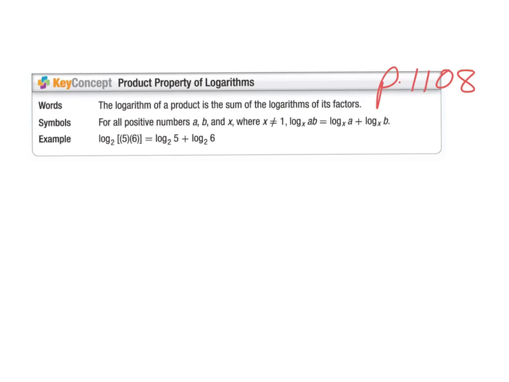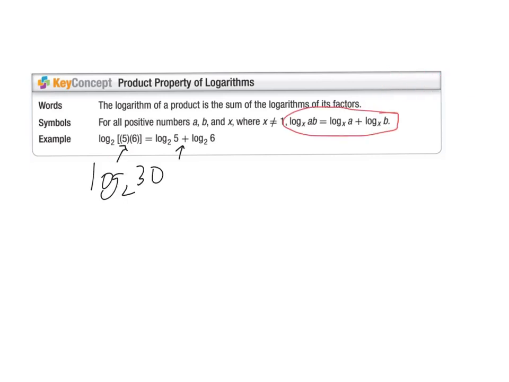Okay, the first property is the product property. And really what it's saying is if you have a logarithm and you happen to have 2 factors being multiplied together inside here, then you can actually separate this into 2 logarithms by addition. Okay, so up here, this example is not a great example because the problem would have been log base 2 of 30. Like if you get the problem, it would say this.